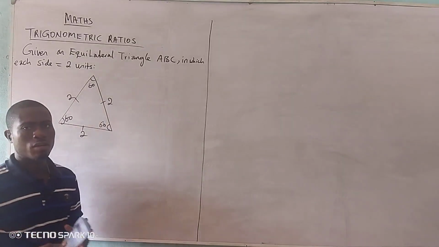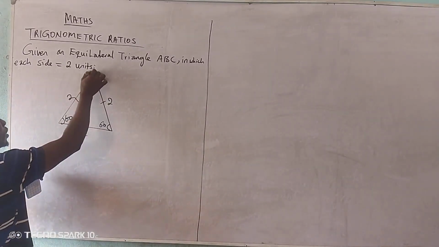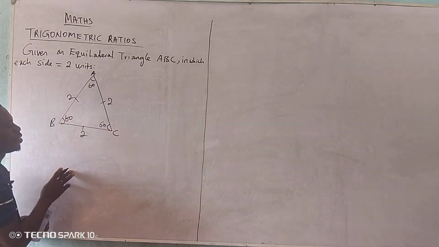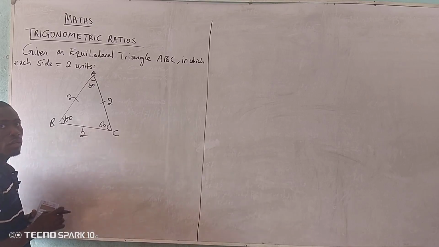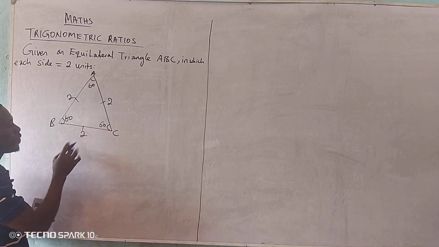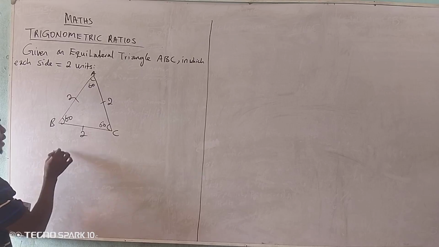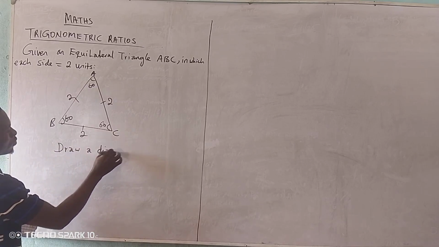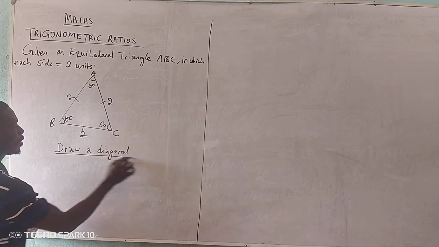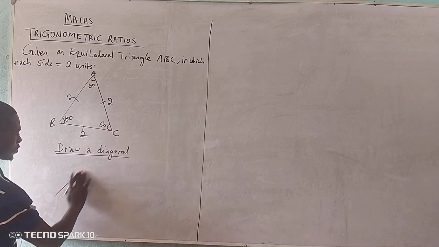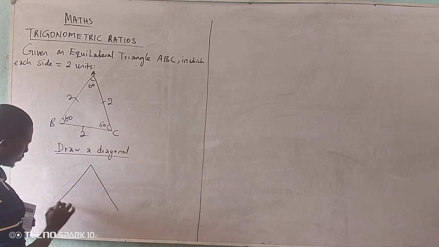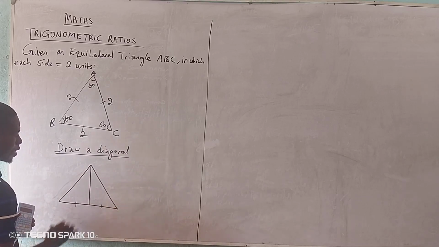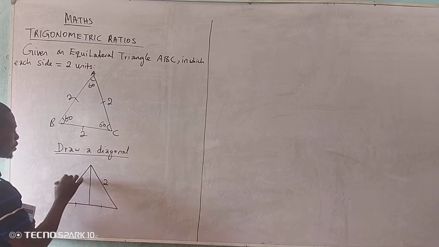Now, if I bisect this triangle, if I draw a diagonal from point A, it will touch line BC, thereby bisecting line BC. So let's draw the diagonal. If we draw a diagonal, we have something like this, which bisects the side, making it 1 unit. So this is 2 units.